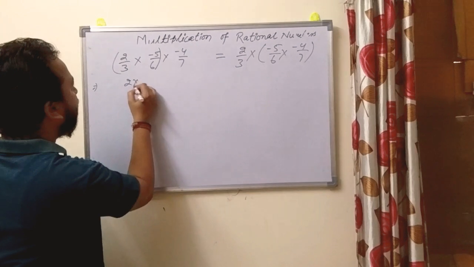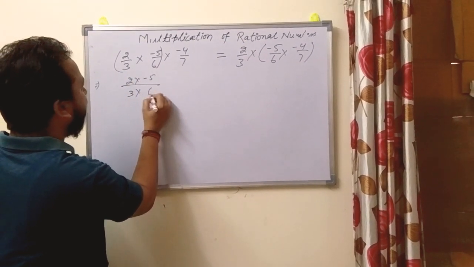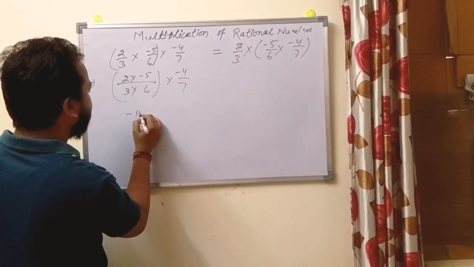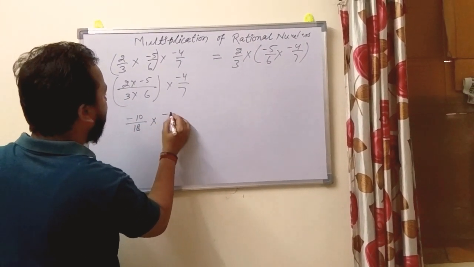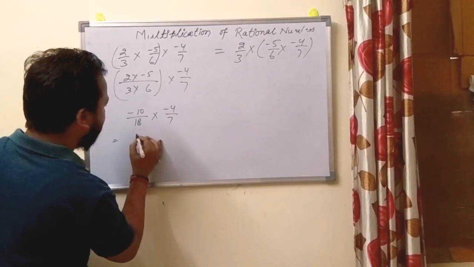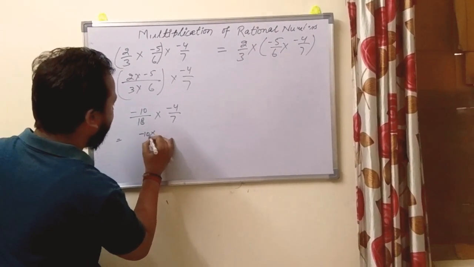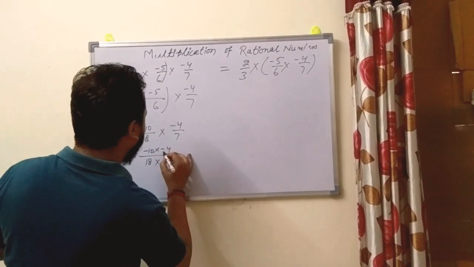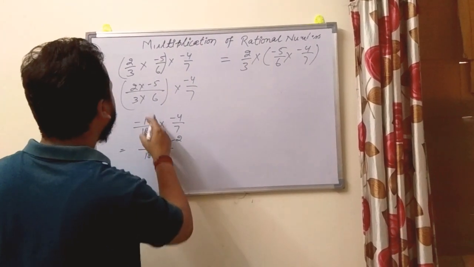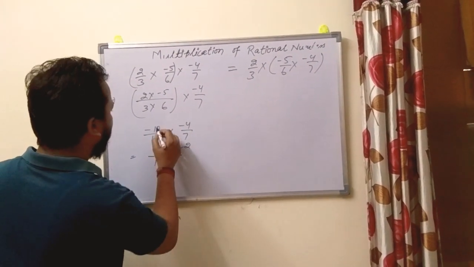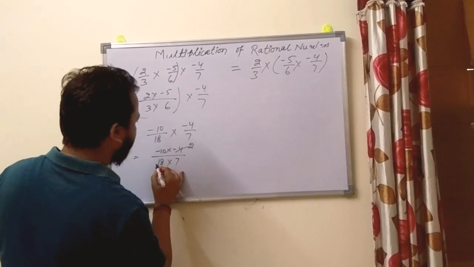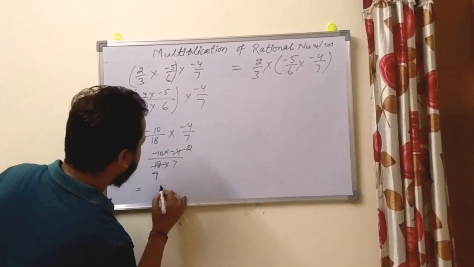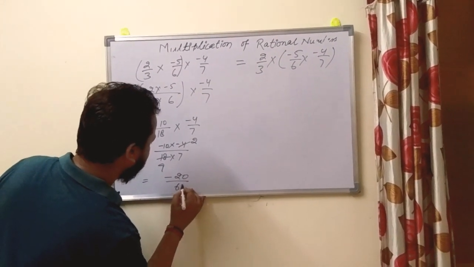So 2 multiplied by minus 5 over 3 multiplied by 6, times minus 4 by 7. 2 5s are 10, minus 10 upon 18 multiplied by minus 4 by 7. Minus 10 into minus 4 upon 18 multiplied by 7. 2 2s are 4. Here we can also simplify this. Now 2 2s are 4, 2 9s are 18. So that is minus 20 upon 63.